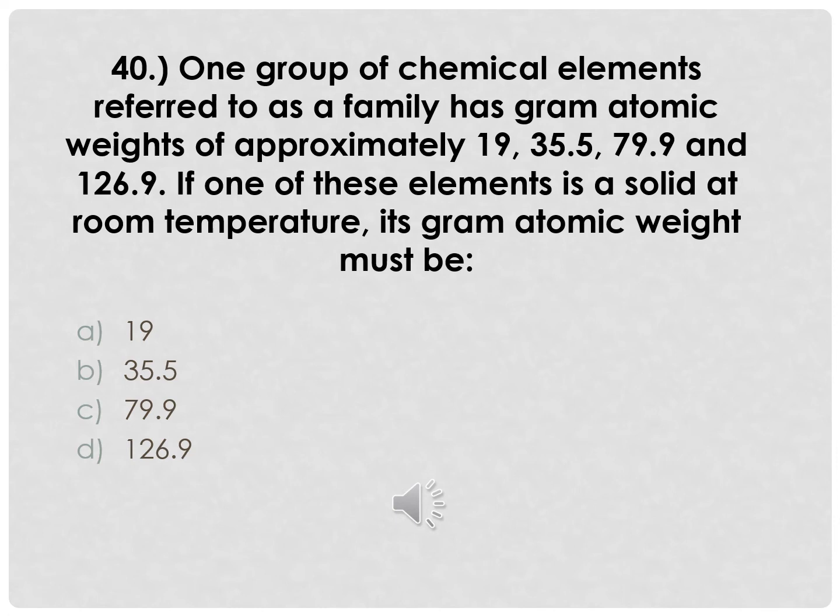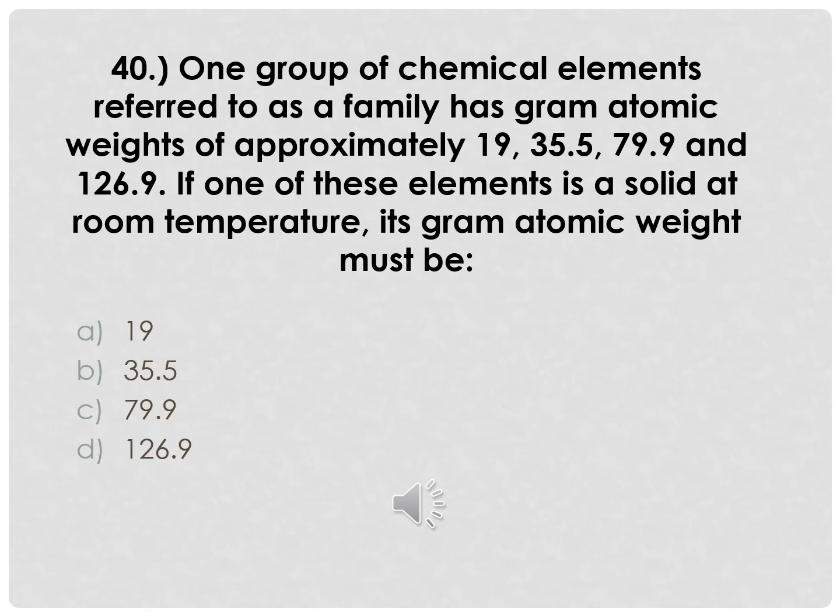One group of chemical elements referred to as a family has gram atomic weights of approximately 19, 35.5, 79.9, and 126.9. If one of these elements is a solid at room temperature, its gram atomic weight must be... So for this question, they're telling you that these elements are all in the same family on the periodic table, which means they're in the same column. There are some trends in the periodic table that elements in the same column tend to behave the same.